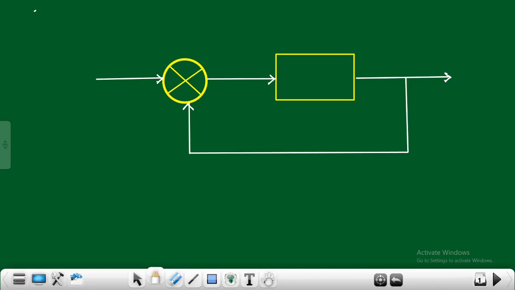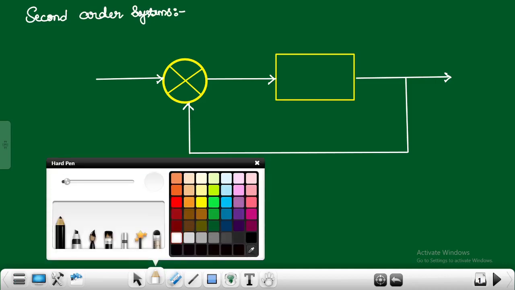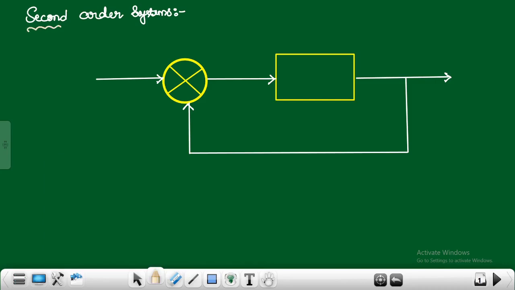Today we are going to see what is the meaning of second order system, how they are going to respond with the different inputs. So let us see what is the meaning of second order system and what are the standard form of the second order system also.